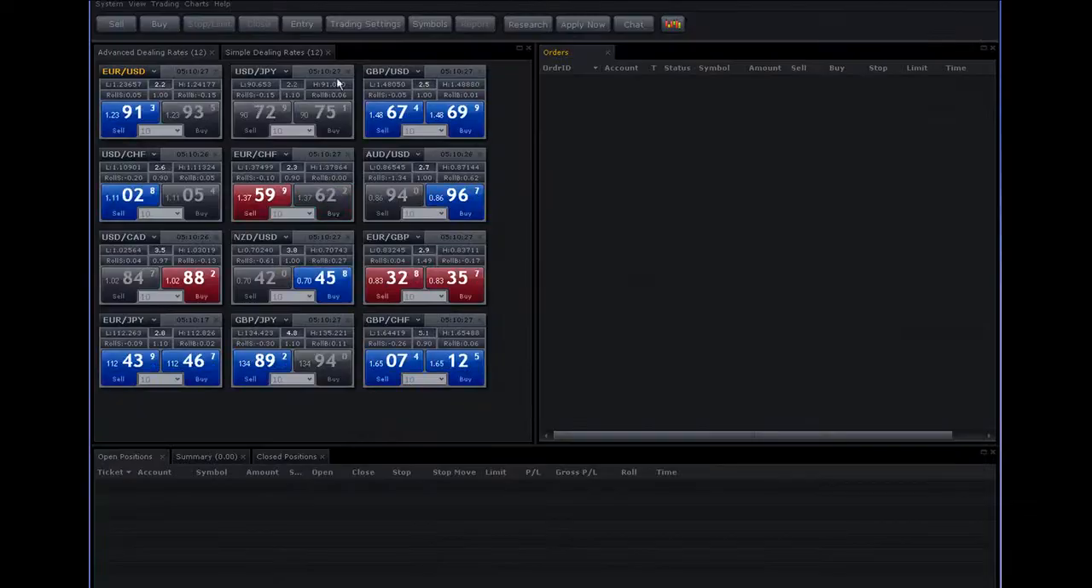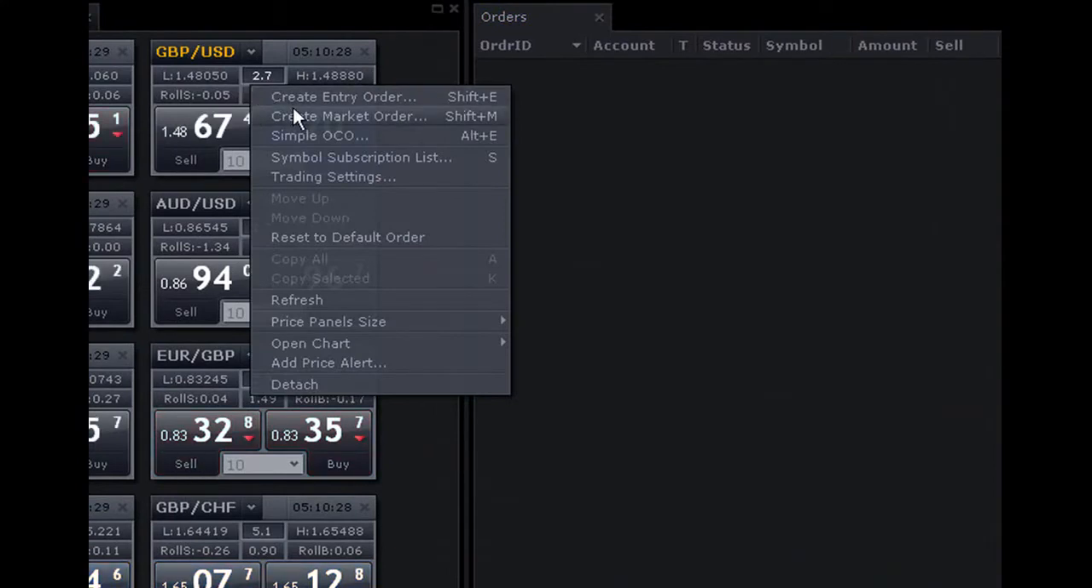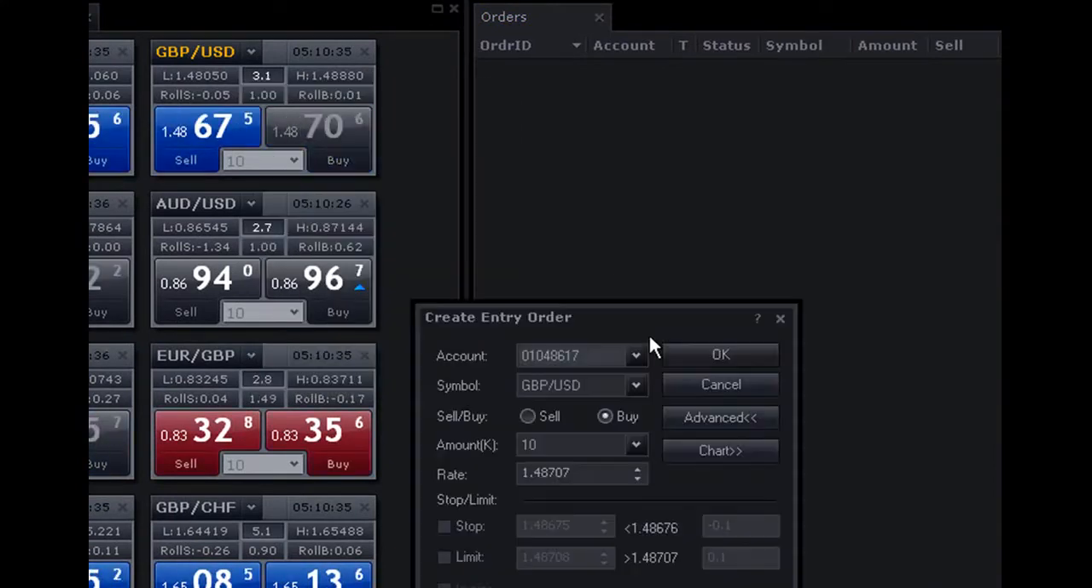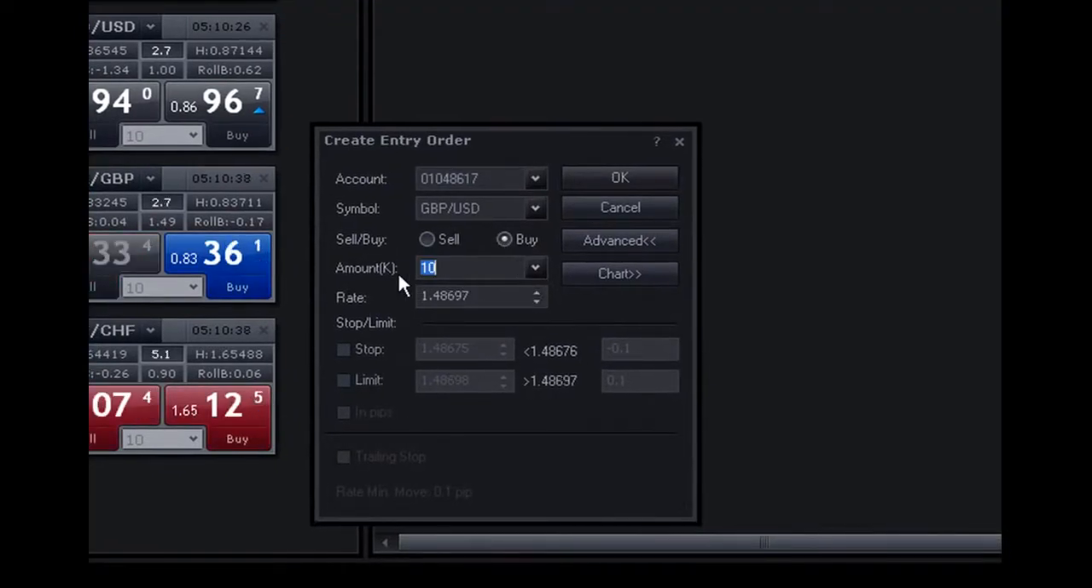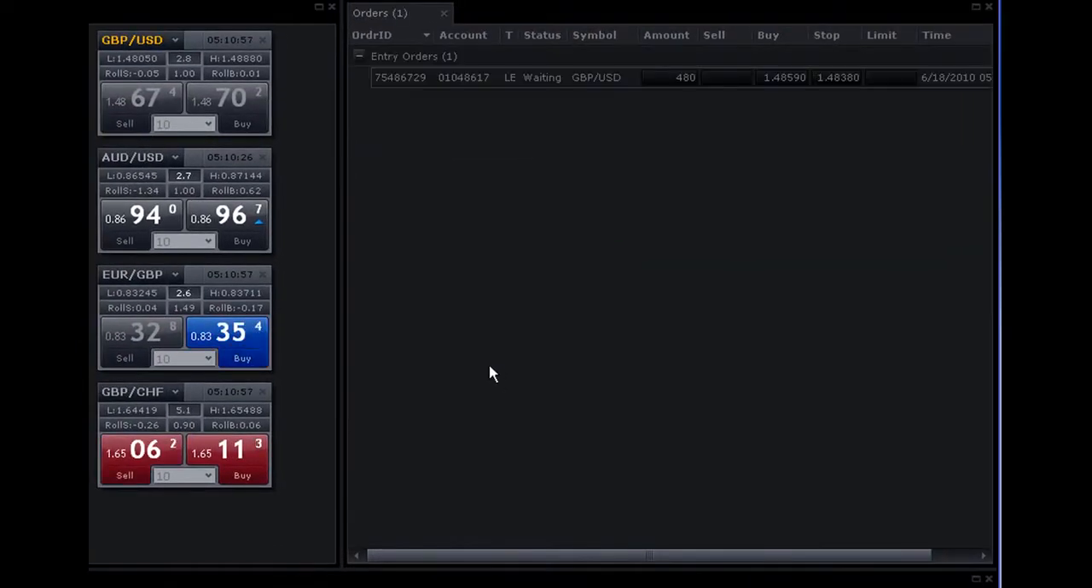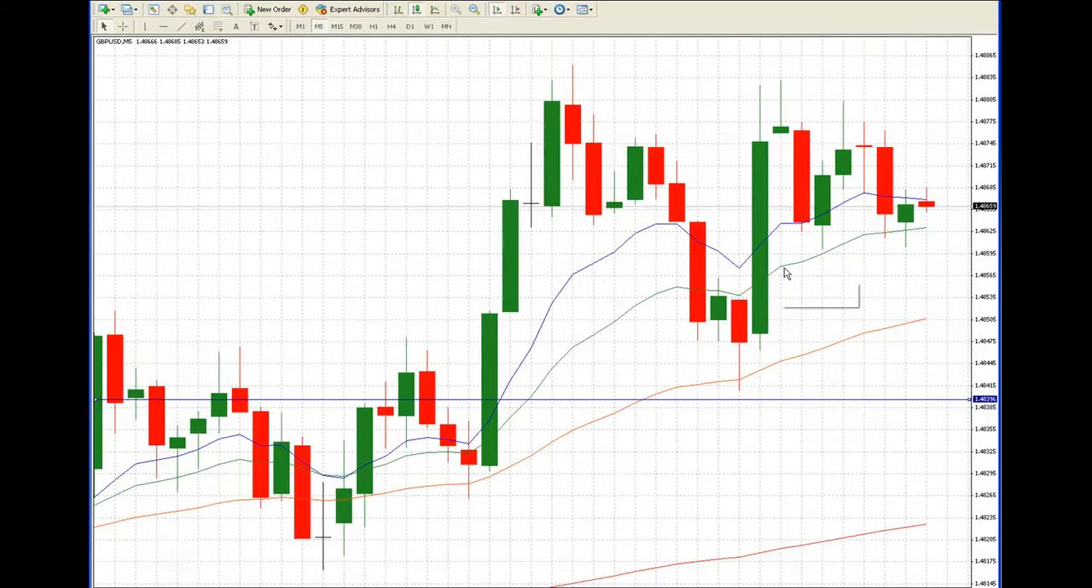So let's just do 480,000. So we right click on GBP USD. Create entry order. We want to buy 480,000 at 1.4859, and our stop should be at 1.4838. We click OK, and so we're going to wait for this buy price to come down to 5.9, so it's just under 10 pips away. So let's wait and see what happens with this.